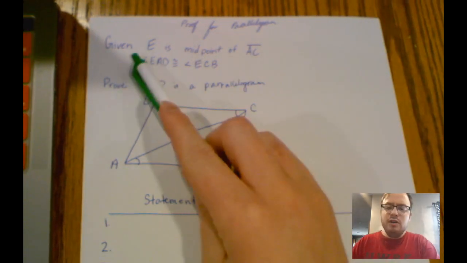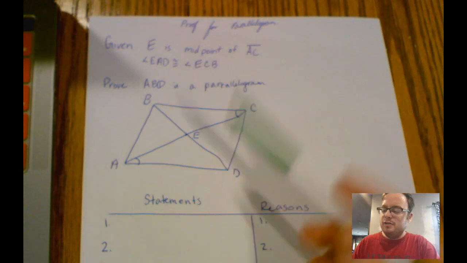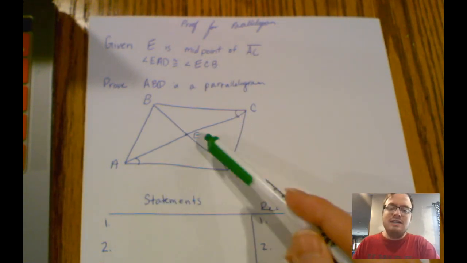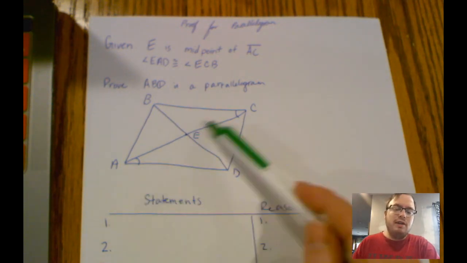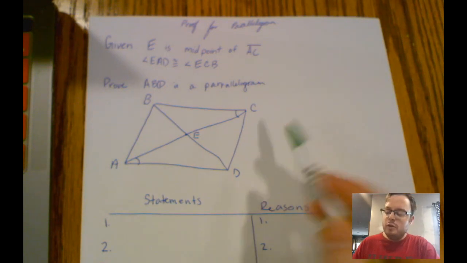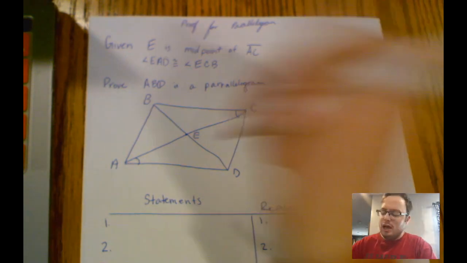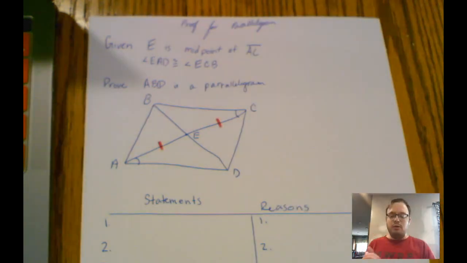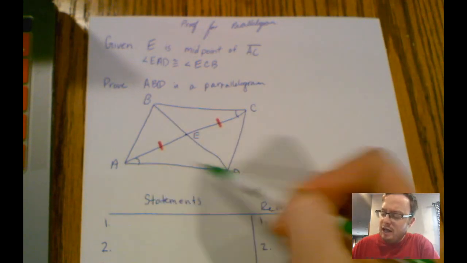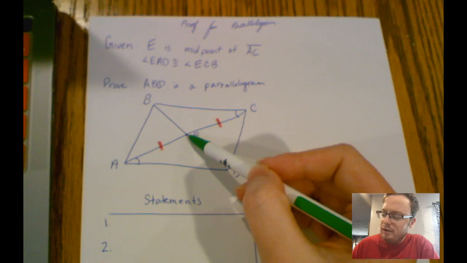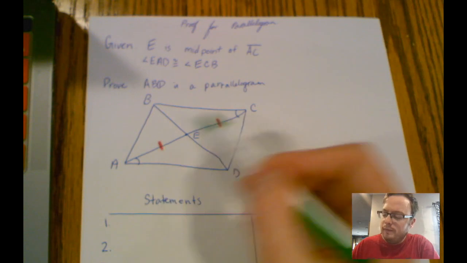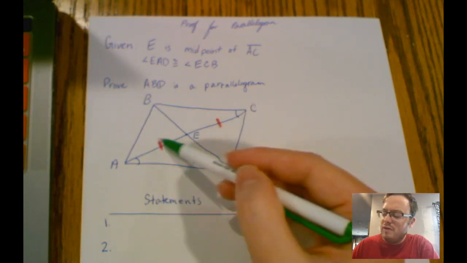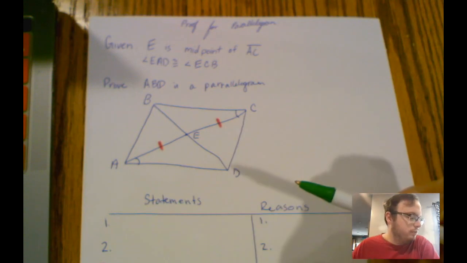So we're given that E is the midpoint of AC. It does not say anything about E being the midpoint of BD, only E being the midpoint of AC. So I'm going to mark that on my page: AE and EC are congruent, E is the midpoint. And I also know that angle EAD is congruent to angle ECB. So this angle here and this angle here are congruent. And we need to prove that this is a parallelogram given that this is true and this is true.